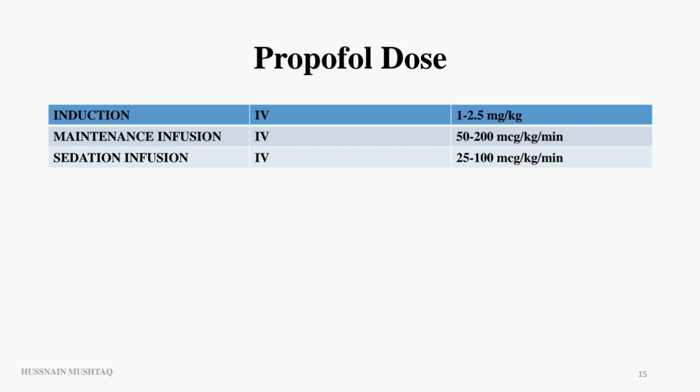It's the last point, propofol dose: induction dose, maintenance infusion dose, and sedation infusion dose. Propofol is administered through the intravenous route only. Induction dose is 1 to 2.5 mg per kg. Maintenance infusion dose is 50 to 200 mcg per kg per minute, and sedation infusion dose is 25 to 100 mcg per kg per minute.